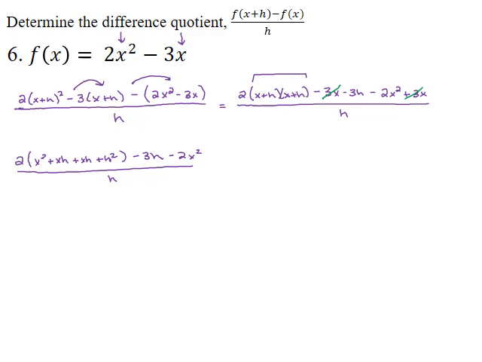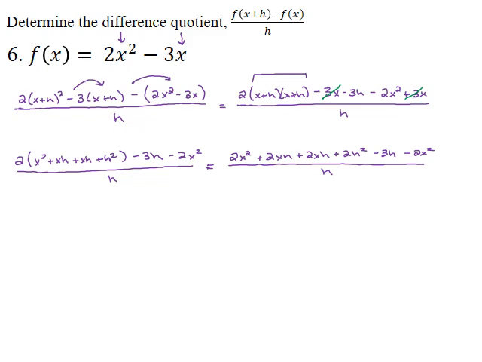Now I'm going to distribute that 2 to all of those terms. So that's going to end up being 2x squared plus 2xh plus 2xh plus 2h squared minus 3h minus 2x squared. All of that divided by h.